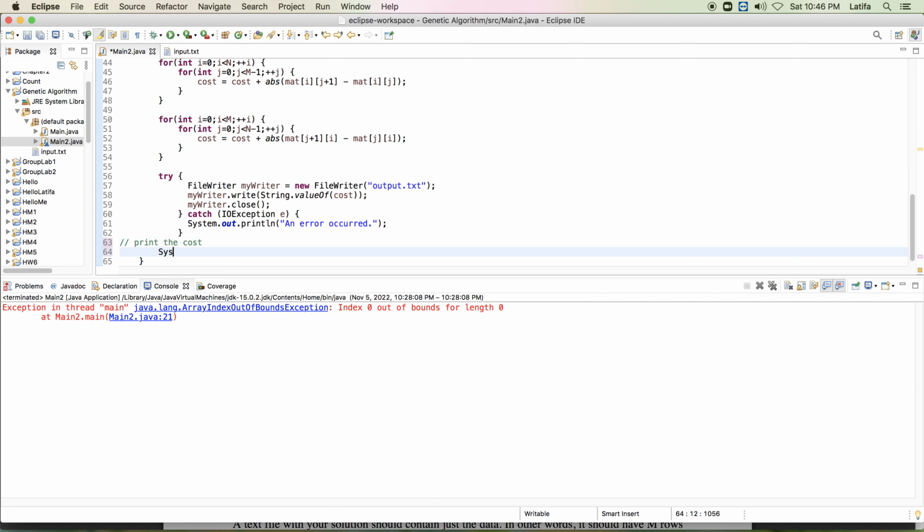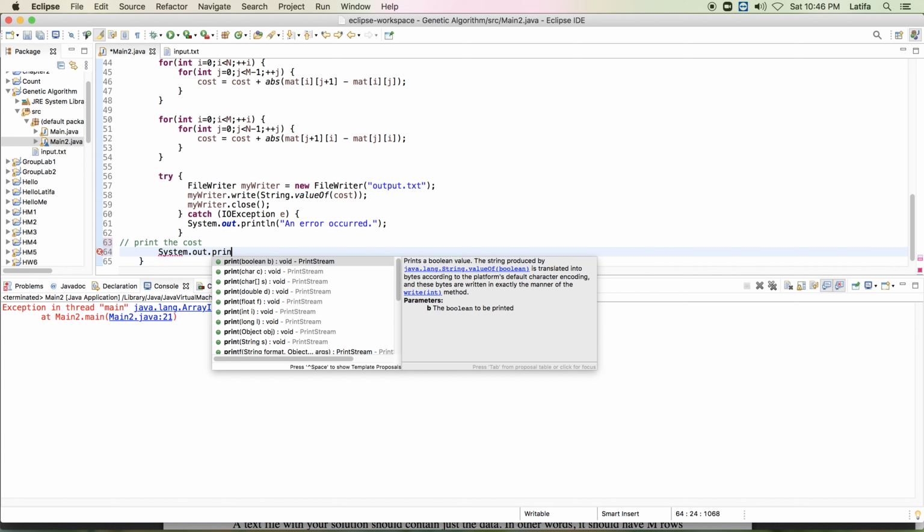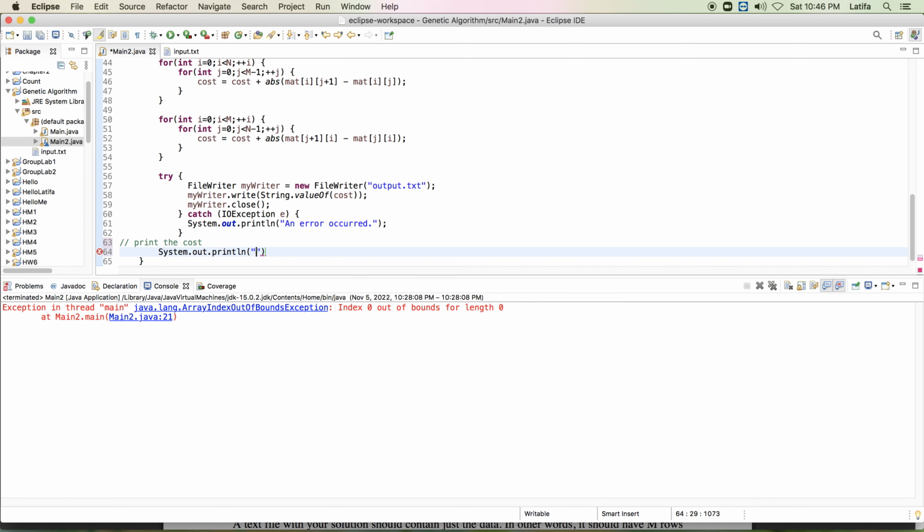I'm going to print the cost using System.out.println. The cost is cost.